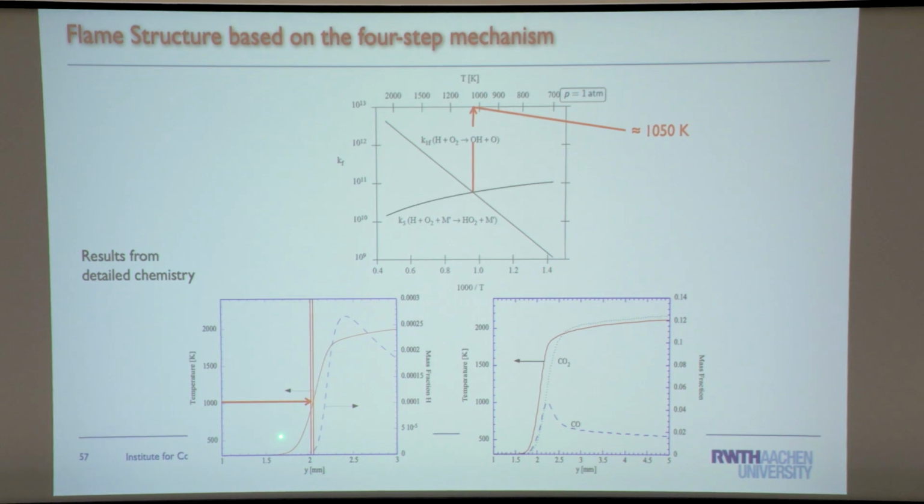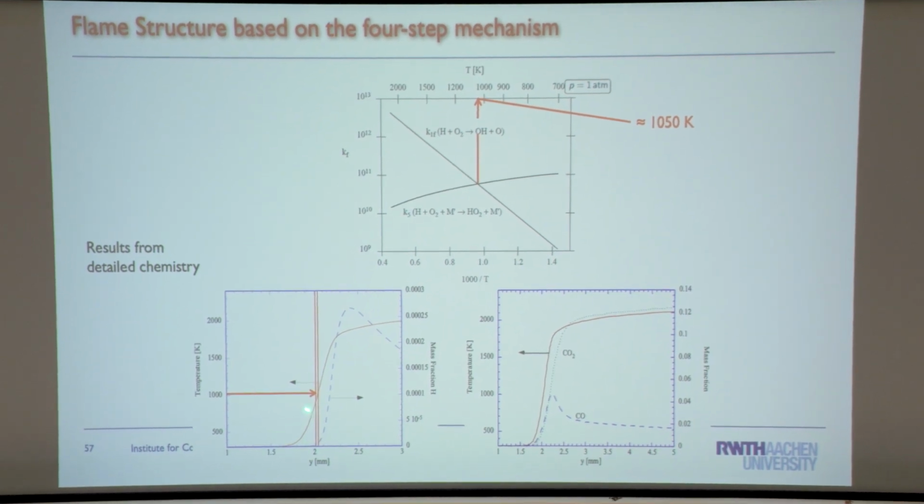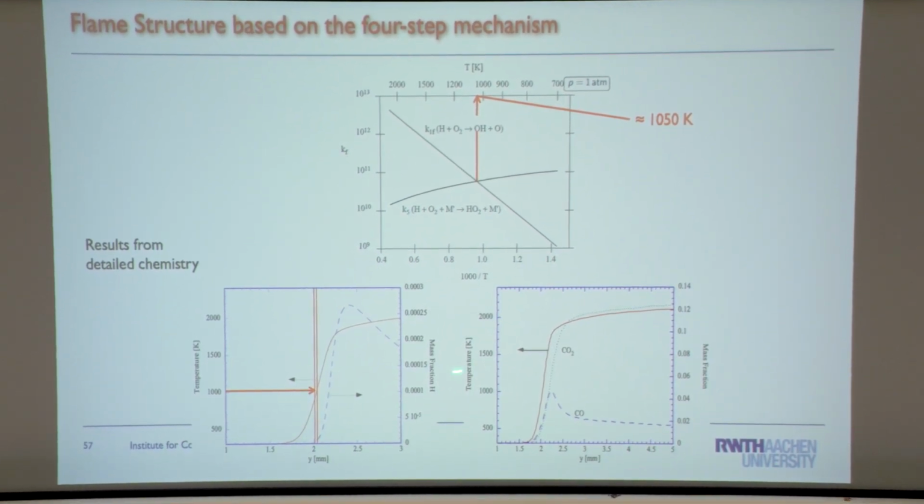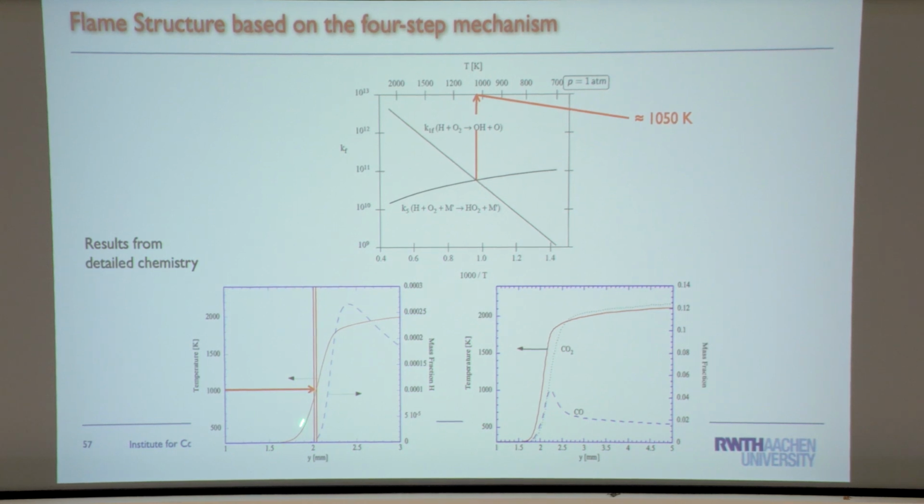So here we have really 3 different regions. One is the preheat region, which is chemically inert. Then there's a region where the fuel is consumed. That's what we call the inner layer, where the radicals are formed, where the CO is formed. And then there is an oxidation region after that, where the CO is oxidized to CO2. And as you see here, this can also be quite broad.